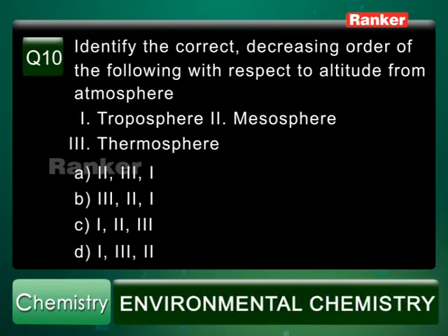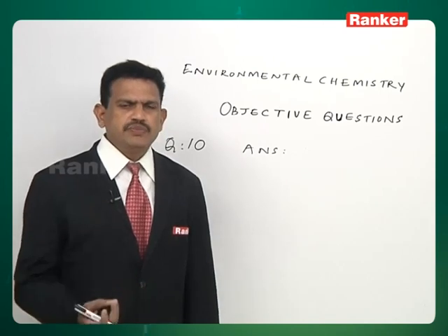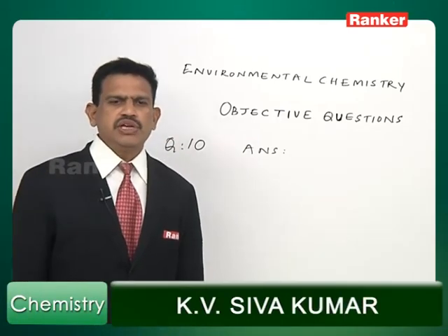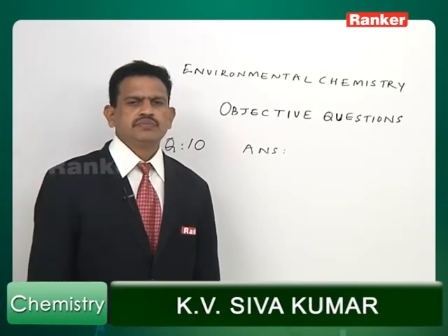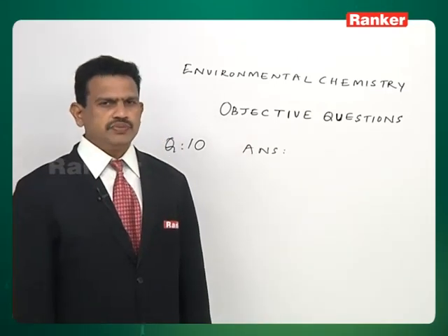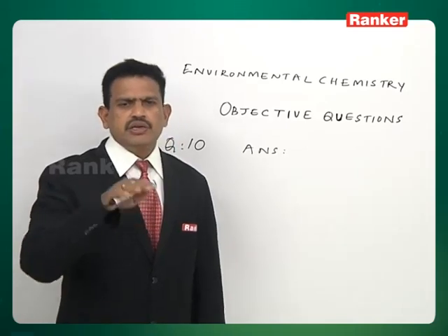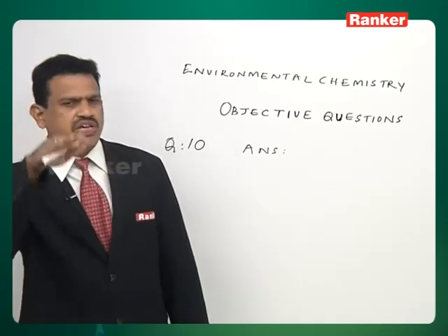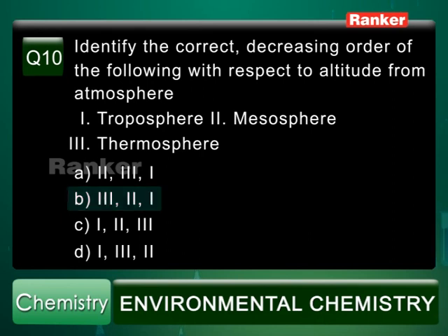Identify the correct decreasing order of the following with respect to altitude from the atmosphere. 1, troposphere, 2, mesosphere, 3, thermosphere. They gave option A 2, 3, 1, option B 3, 2, 1, option C 1, 2, 3, option D 1, 3, 2. If you observe this, thermosphere is in the topmost position, then mesosphere is the next to topmost layer, and the next one is troposphere. This is from 0 to 10 kilometers. So the decreasing altitudes, heights can be given as option B for the question.